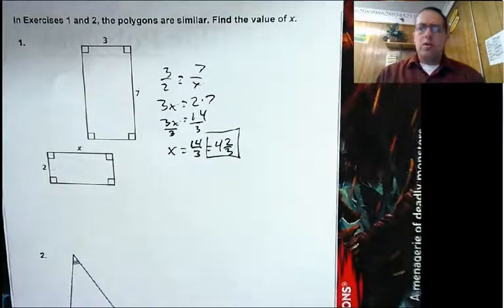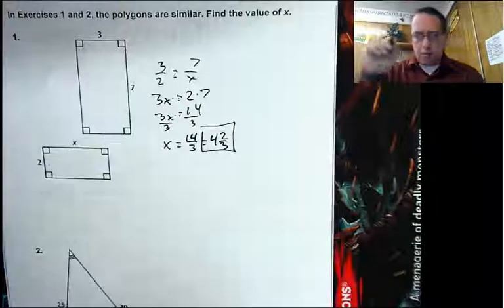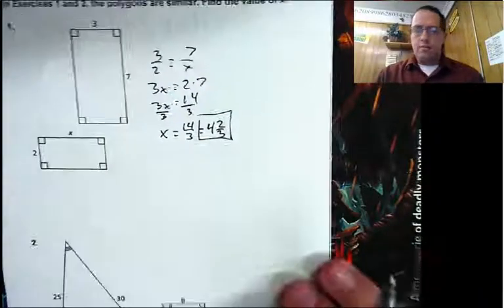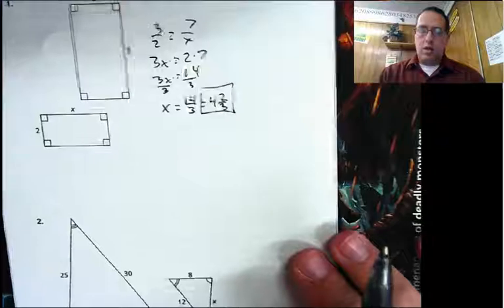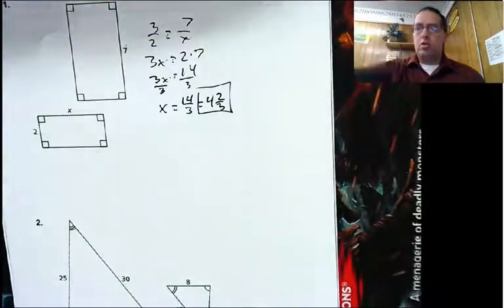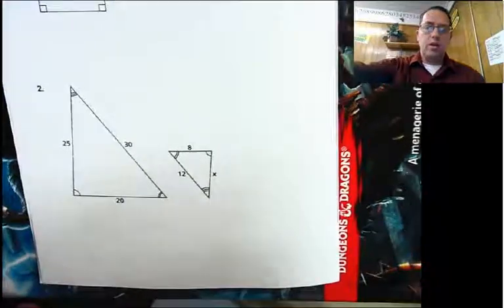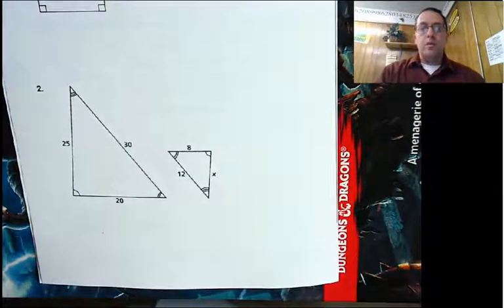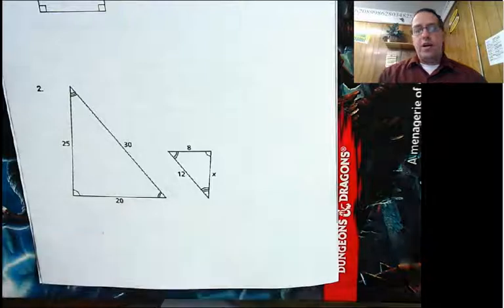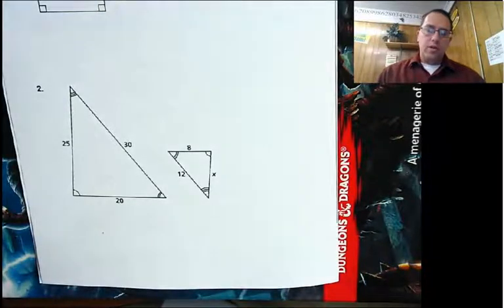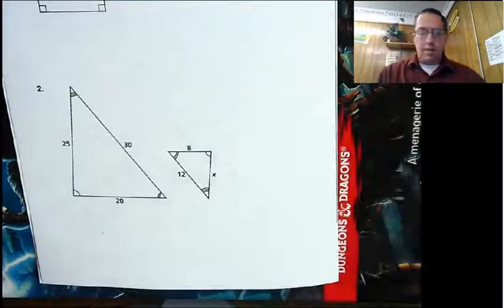I like 14 thirds. All right? But you don't want to call this 4.6 because it is not 4.6. If you want to change it to decimal, it would be 4.6 with a little bar above it, repeating 6. That would be okay, but fractions are preferred because they're not rounded off. It's more exact. All right, so I would like everybody to pause the video and find x in problem 2. All right, let's see how you did.